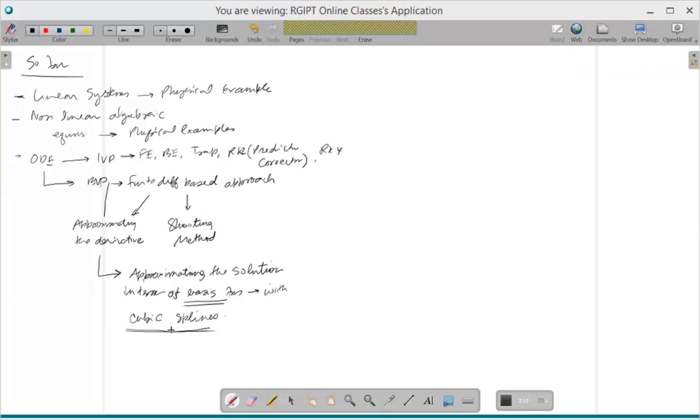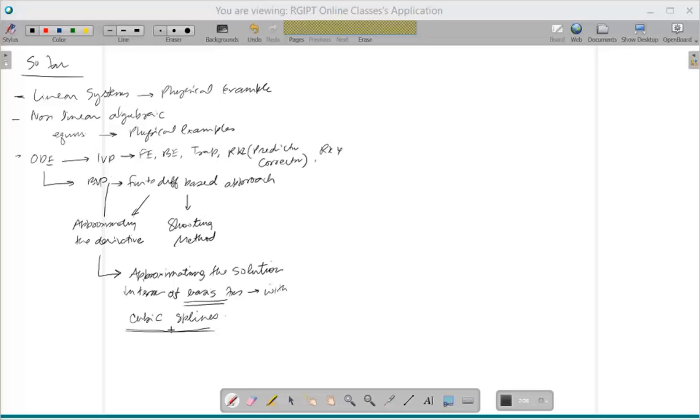You can decompose or write your solution in that form, then substitute it in the differential equation and try to match the boundary conditions and the coefficients. So the basic procedure still remains the same. Only your choice of basis functions may change.